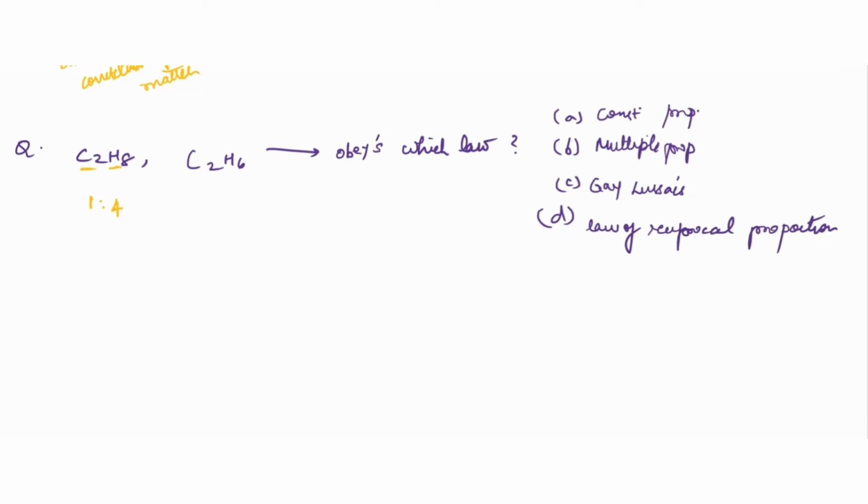Firstly, we have to write the ratio of carbon to hydrogen. First compound C2H8, the ratio is 2:8, which is 1:4. And for C2H6, the ratio is 2:6, nothing but 1:3. So we find that the same carbon and hydrogen are forming two different compounds as given in the question, and the ratio is also in simple whole number ratio. So what is it? When the same elements combine and form different compounds in simple whole number ratio, yes, it is multiple proportion. So these two compounds obey the law of multiple proportion.